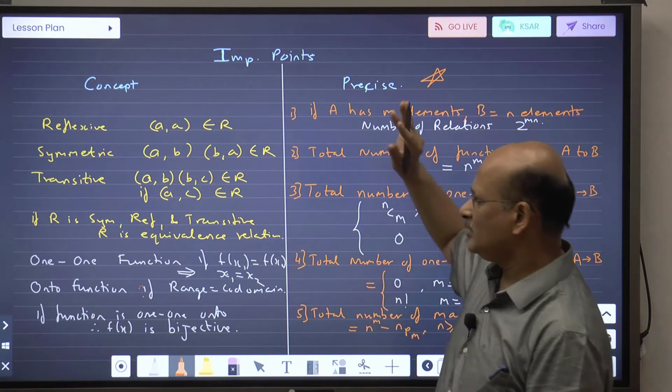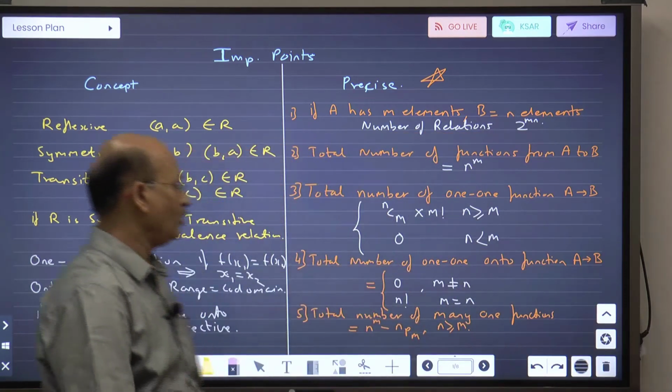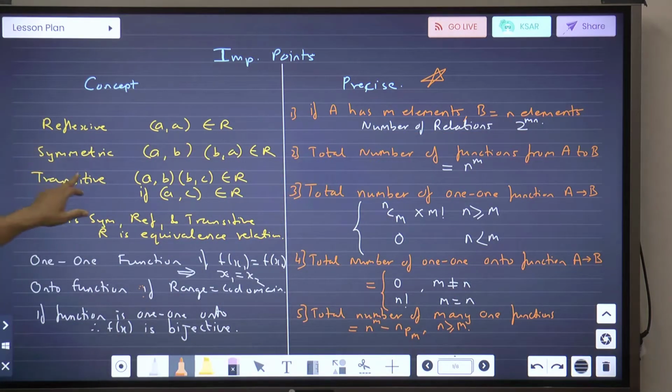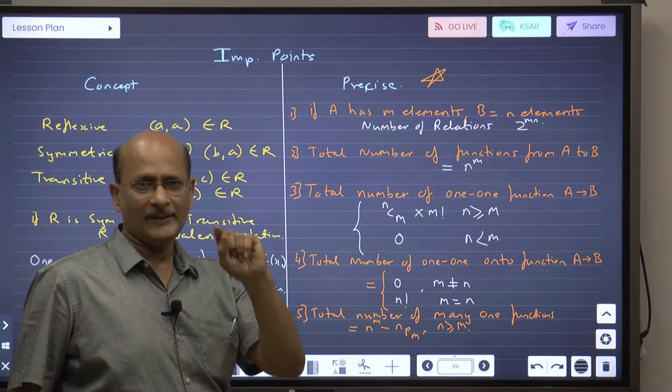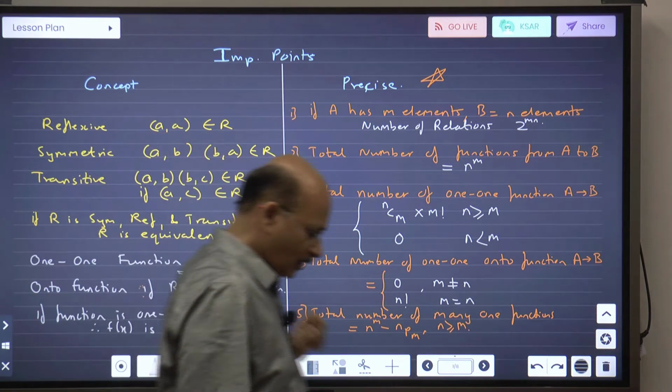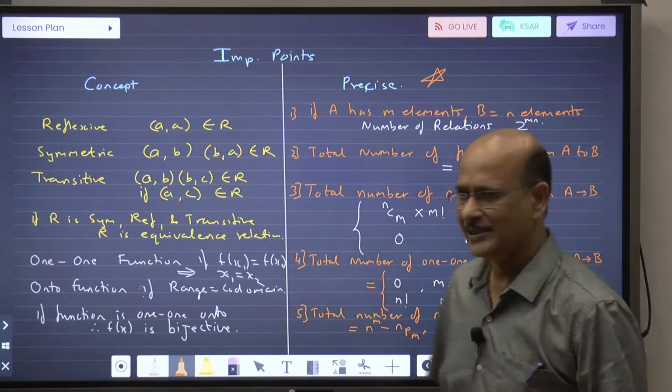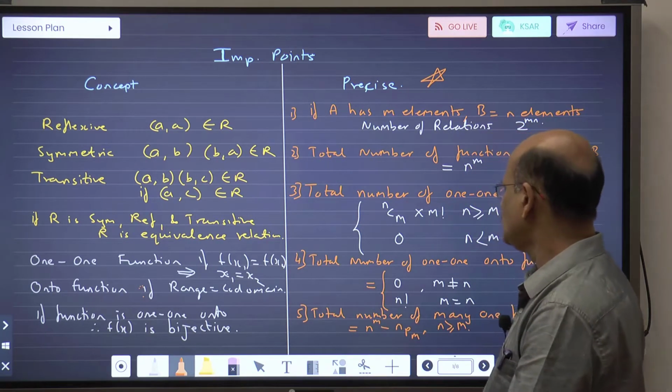I had mentioned some specific points conceptually also, that is reflexive, symmetric, transitive, then R is symmetric, reflexive, transitive with equivalence relation, and this part you already know. Now the right hand side part is a very important part. These are what you call pocket concepts. Pocket concept means you don't have to think much on these issues, you can directly use the formulas and get the working.